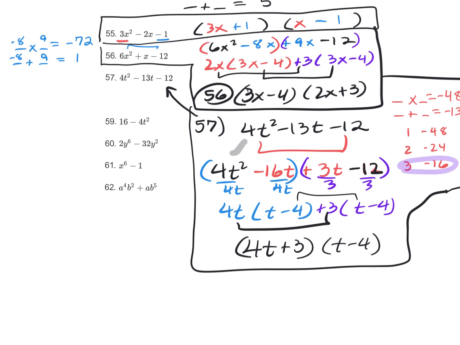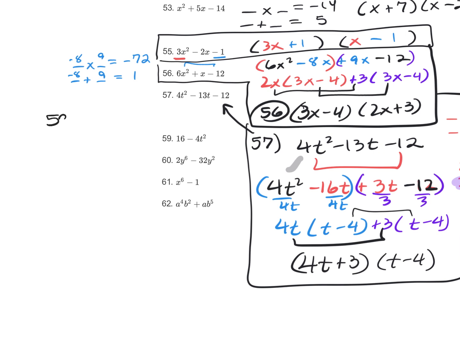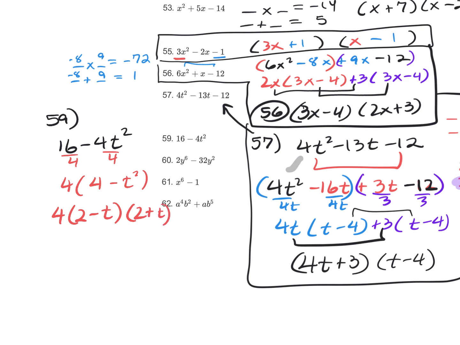So for number 59, one other thing that you always need to remember is to always look for a greatest common factor first. None of the other ones that I factored so far had a GCF between all the terms, but this one does. So I can divide this by 4. And then I'm left with factoring 4 minus t squared, which is the difference of two squares. So I'm going to factor it into 2 minus t and 2 plus t. And you're done. Do not forget to write that GCF in front of the final answer.